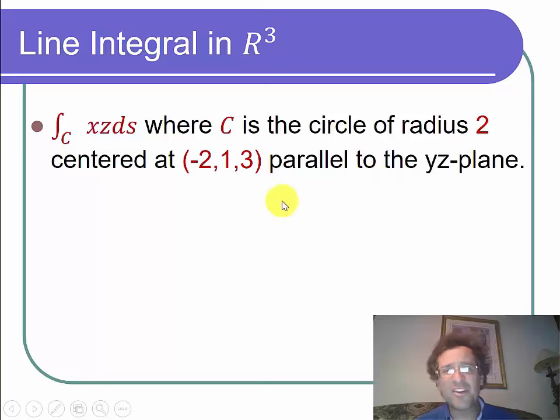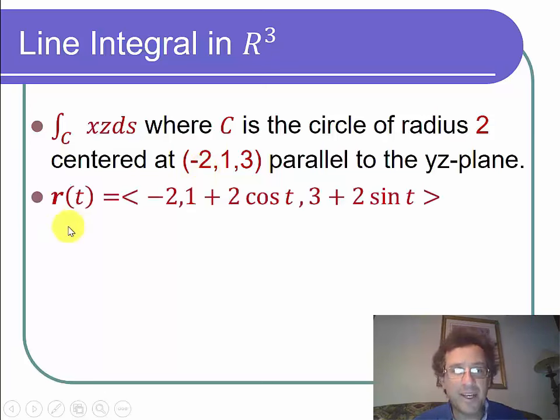So what we have is a circle. If this is the x-axis, then our circle looks like this over here. Notice that the x-coordinate of the circle is a constant -2. That's what it means to be parallel to the yz plane. If the x-coordinate of the center is -2, then every point on the circle must have x-coordinate -2.